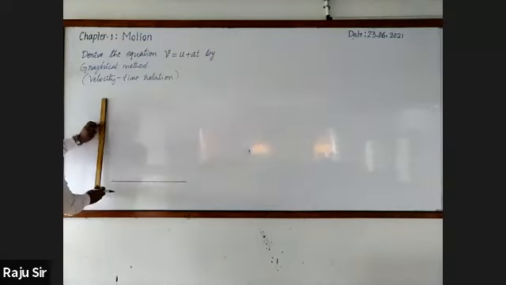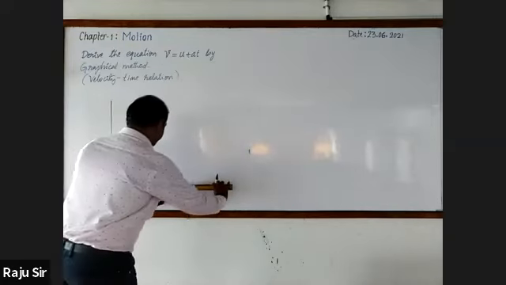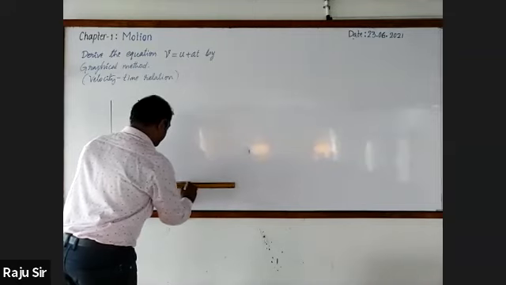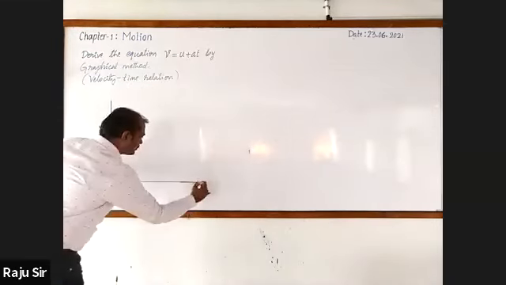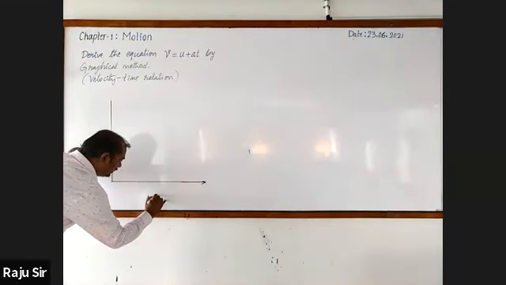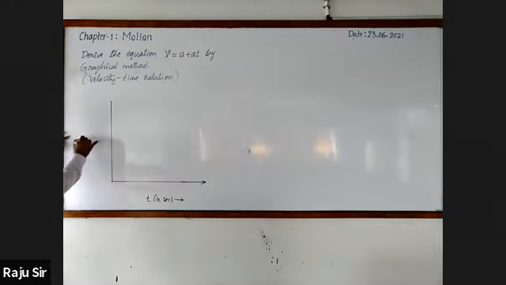The horizontal line is the time axis, and the vertical line, you all know that this is the velocity axis. Now, mark it. This is time in seconds, and the vertical line is called the y axis, also called the velocity axis, denoted as v. And its SI unit is meter per second.